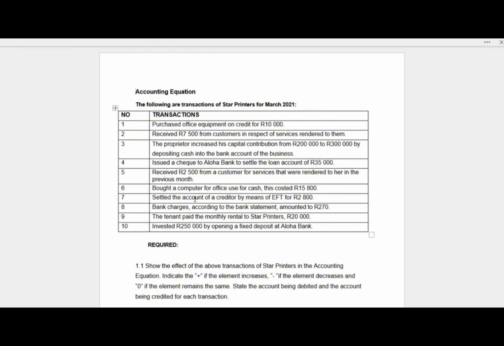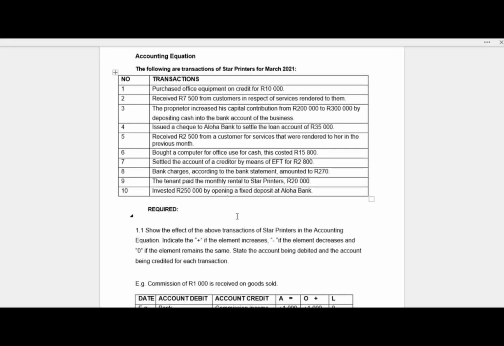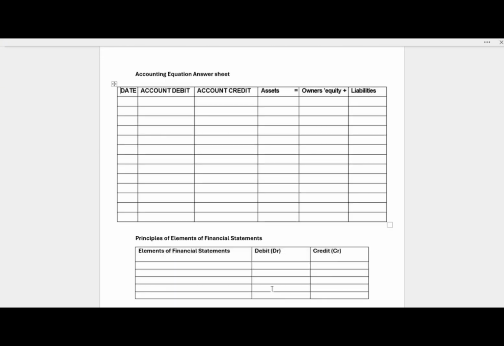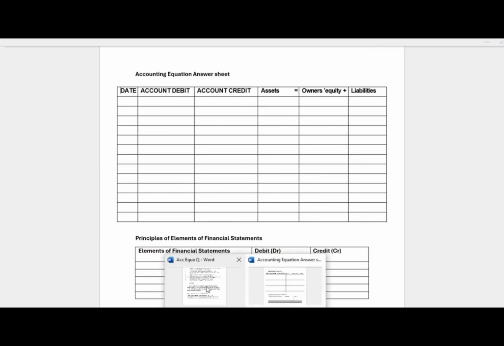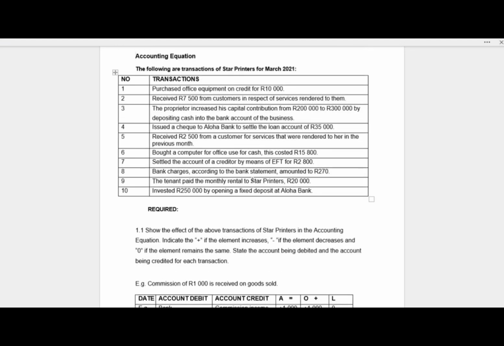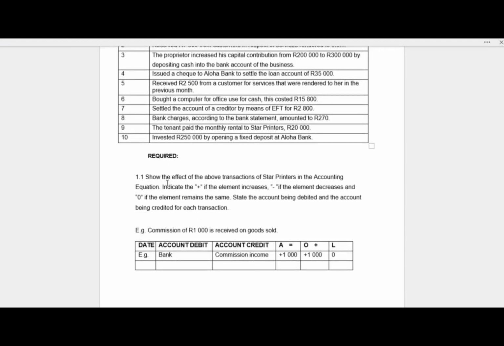Today we will be helping you with the accounting equation, and below are the transactions that we have to record in our answer sheet. Our answer sheet, here it is. This is how it looks. So we are going to be recording every transaction of the accounting equation into this answer sheet, right? So we are going to be looking at all these questions and answers according to the required part, right?